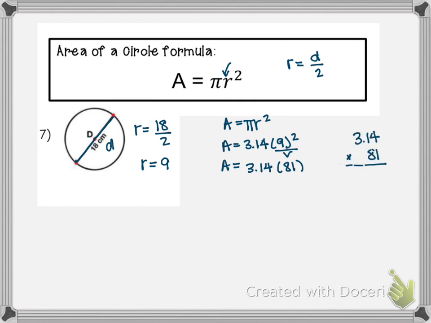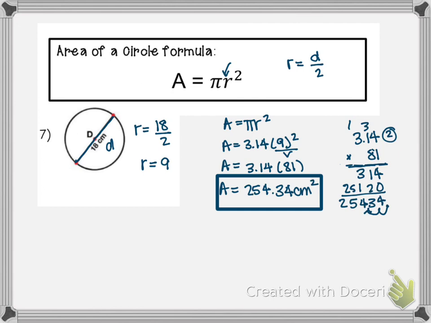I want you to press pause, do that multiplication, and then press play when you have finished. Okay, so I got that my area is 254.34 centimeters squared. If you did not get that, press pause again and look at my multiplication to find your mistake. If you have any questions, please make sure that you ask in class.